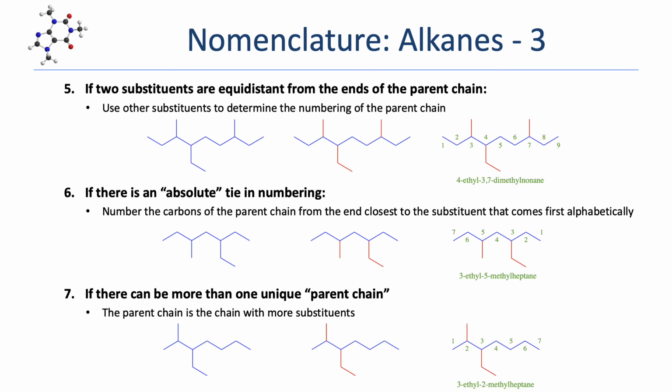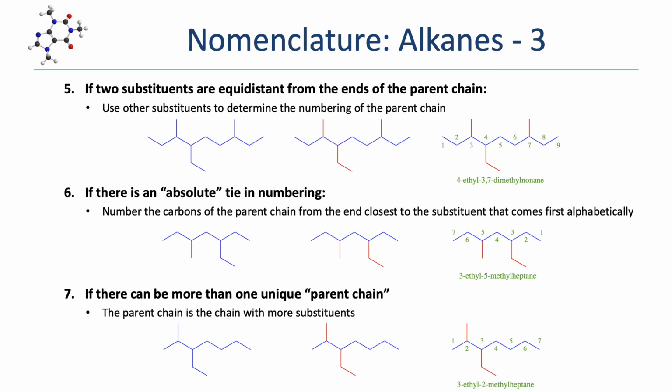Now, occasionally you'll encounter situations where there's what I call an absolute tie. So let's look at this example. Again, find the parent chain. In this case, it's going to be the 7-carbon chain going horizontally. And for numbering that parent chain, if we start on the left, we're going to get to a substituent on the 3rd carbon. And if we start on the right, we're going to get to a substituent again on the 3rd carbon. So it's a tie. And the previous rule tells us that what we should do is ignore those groups and go to the next group, starting from each end. And we can do that.